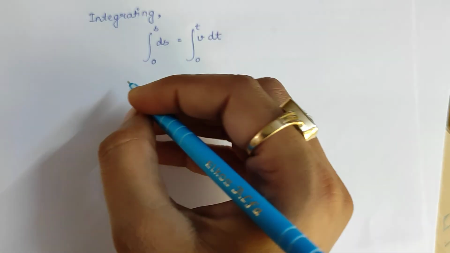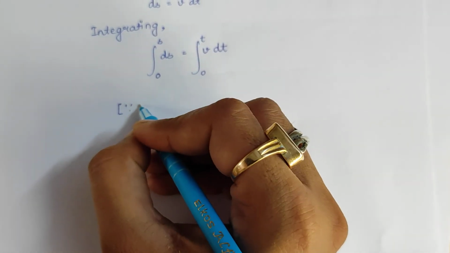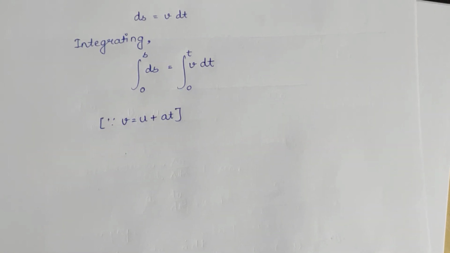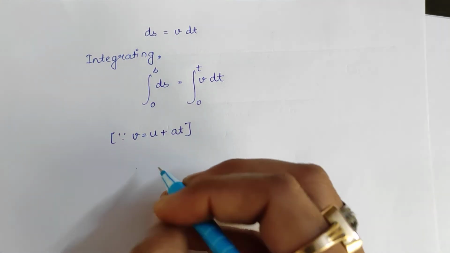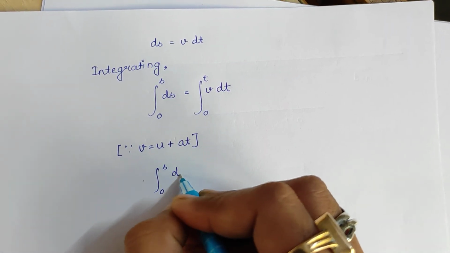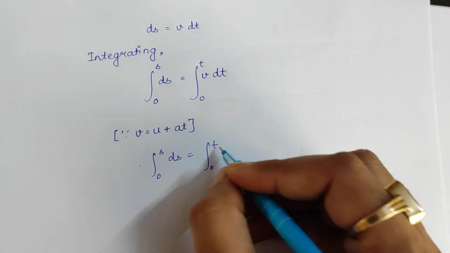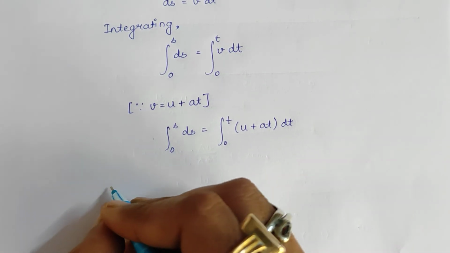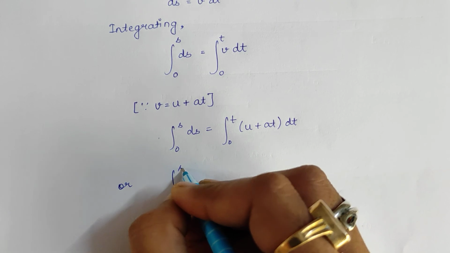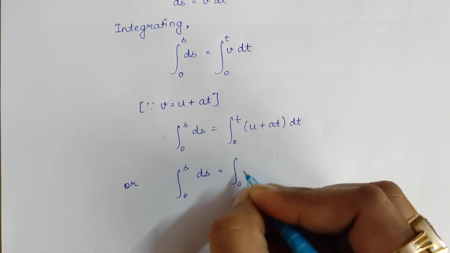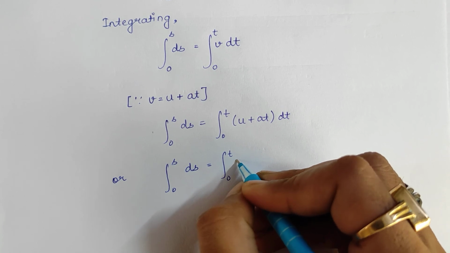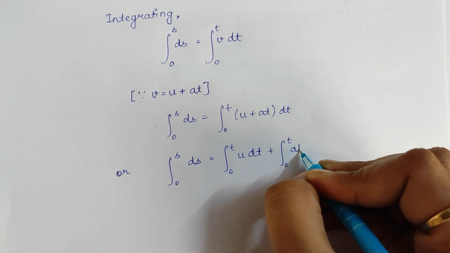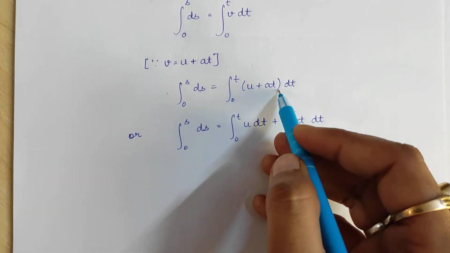Fine. Now since we know that v is equal to u plus at from the first equation of motion we have just derived, we will put the value of v in this equation and we will get integration from 0 to t of (u plus at) dt. Now again on solving this equation, we are distributing this equation, so we will get integration from 0 to t of u dt plus integration from 0 to t of at dt. Okay, we have distributed this expression.